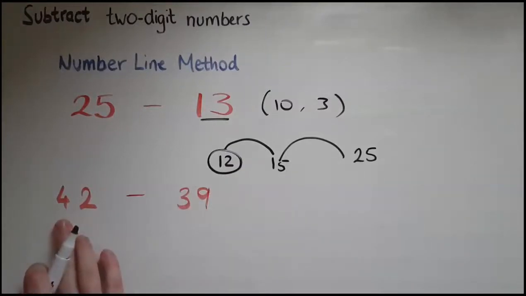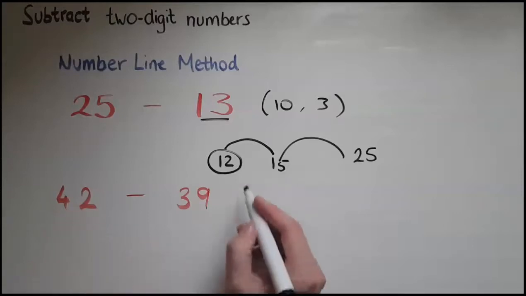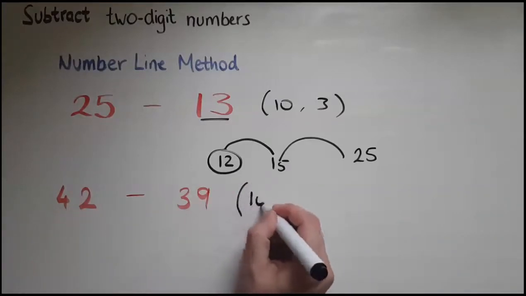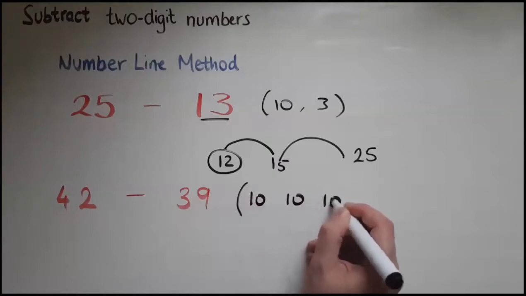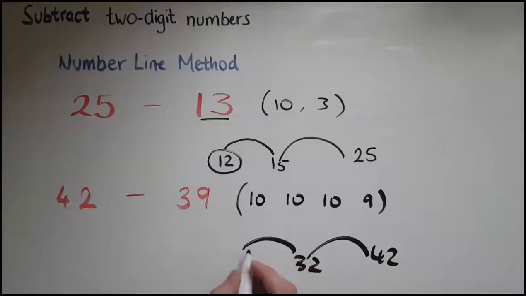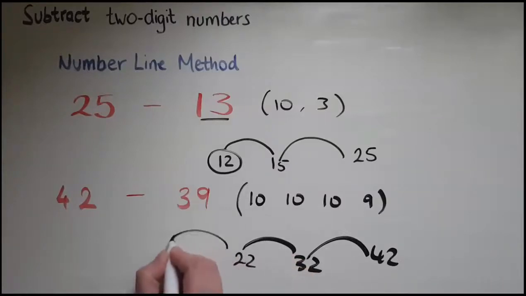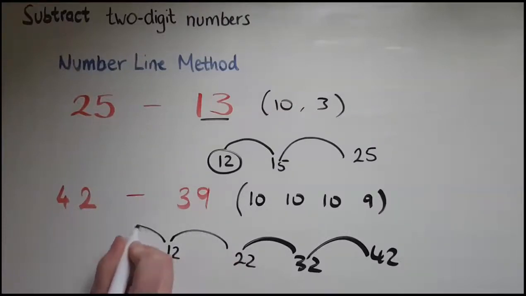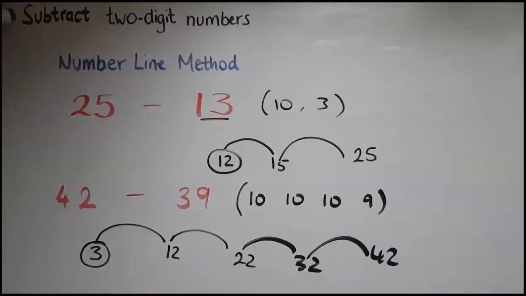Now I'll do the same with the 42 take away 39. So in my mind I've got 39, it's got 10 and 10 and 10 and 9. So I'll start with 42, take away 10, that gives me 32, take away 10, that gives me 22, and another 10, that gives me 12. Now from that I take away 9, and that leaves me with 3. So my answer is 3 for this. This is how you use the number line method to subtract.